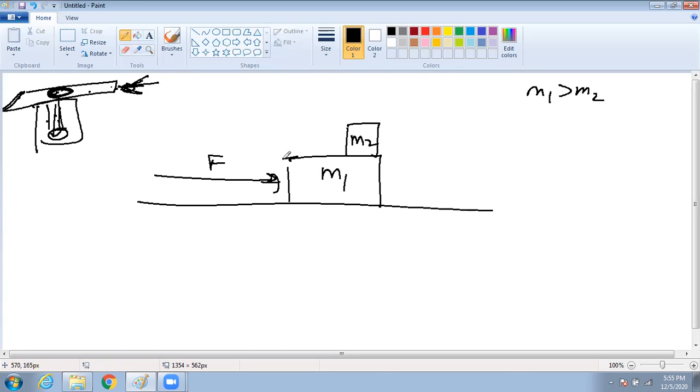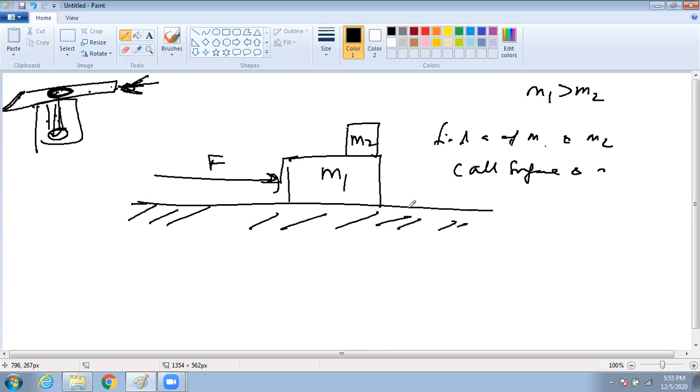So whenever these type of problems are there, if you want to find acceleration, the question is to find A of M1 and M2. Obviously the assumption is all surfaces are smooth. That means there is no frictional force. The surface is very smooth and there is no frictional force. Smooth surface has frictional force as 0. Remember, so the assumption is all that.